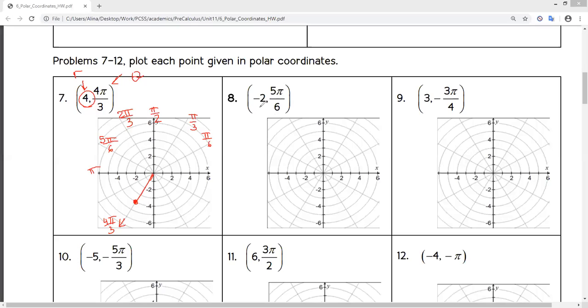I'll do maybe 2 more from here. Let me deal with the direction angle first, and then I will deal with this minus 2. Well, 5 pi over 6 will be here. If I am to go 2 units, I would go this way. So this is plus 2. However, I have to do minus 2, so I just go in the opposite direction. 1, 2. That's it. That's the answer.